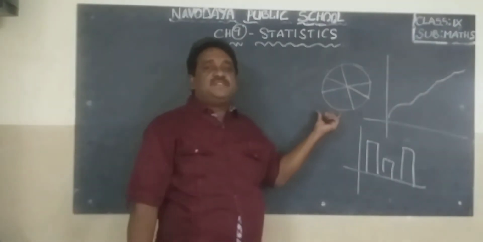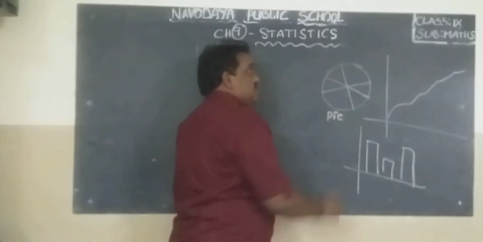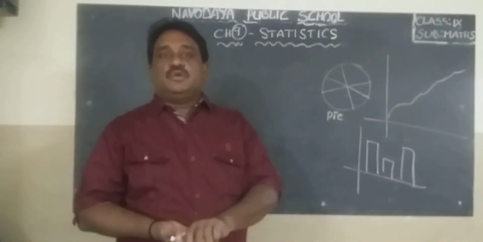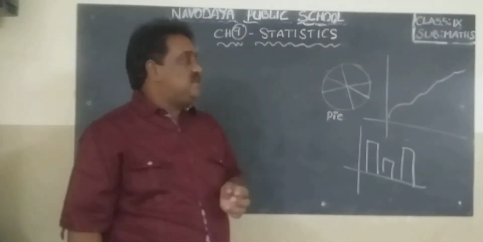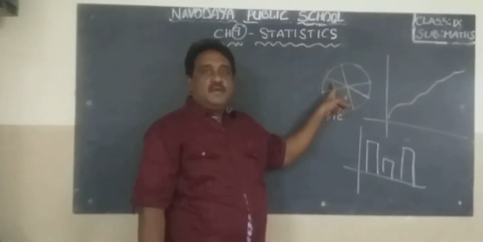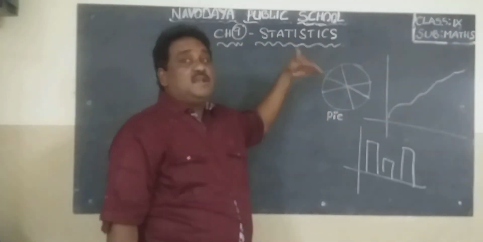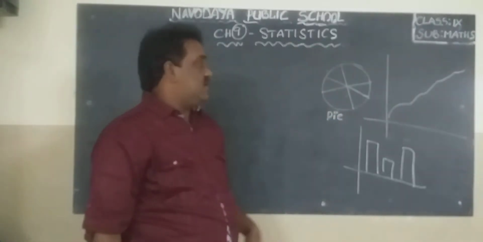This is a pie chart, P-I-E, pie chart. The circle is divided into a number of parts. Each and every part is known as a sector. And what they are doing in cricket matches, they are writing runs inside every sector.